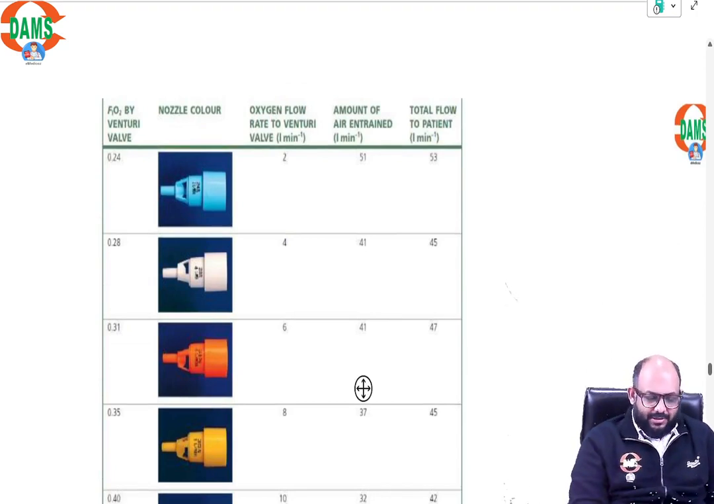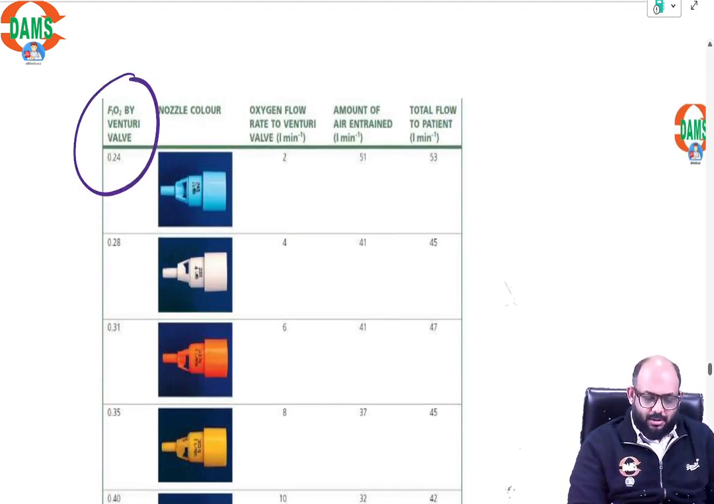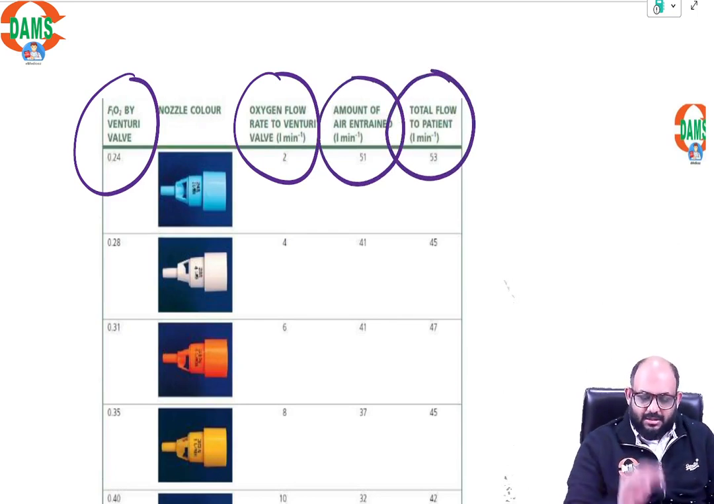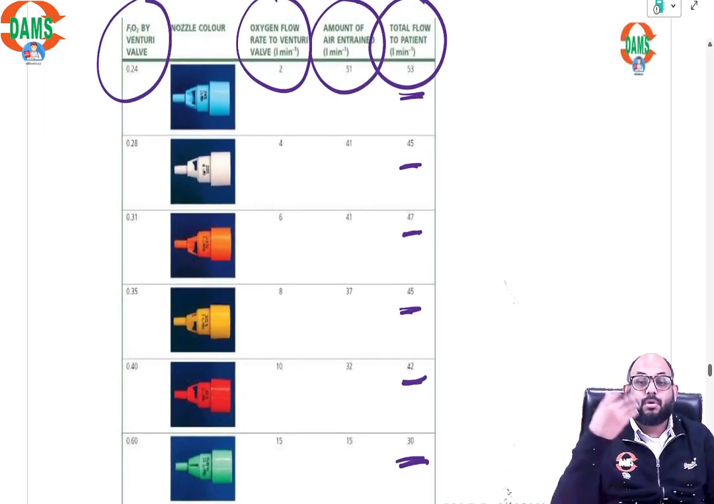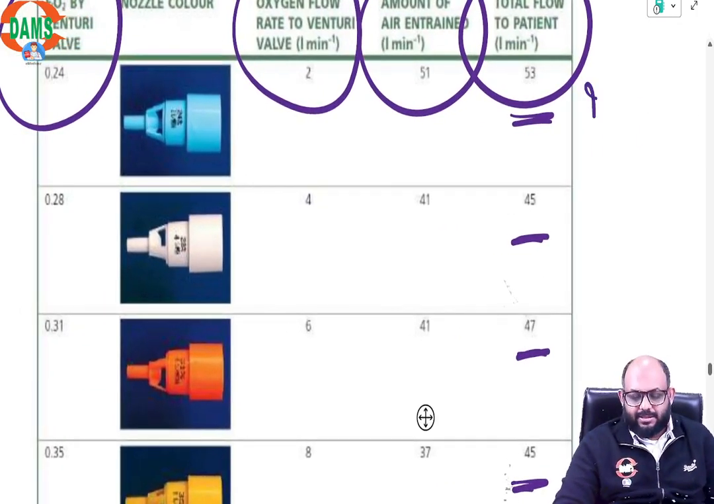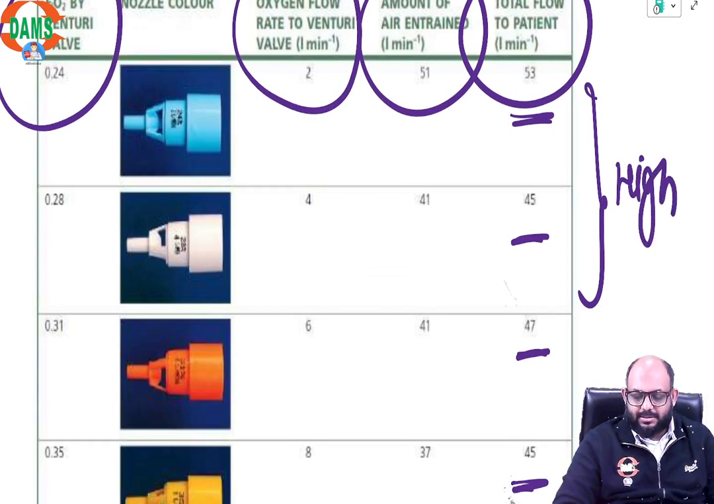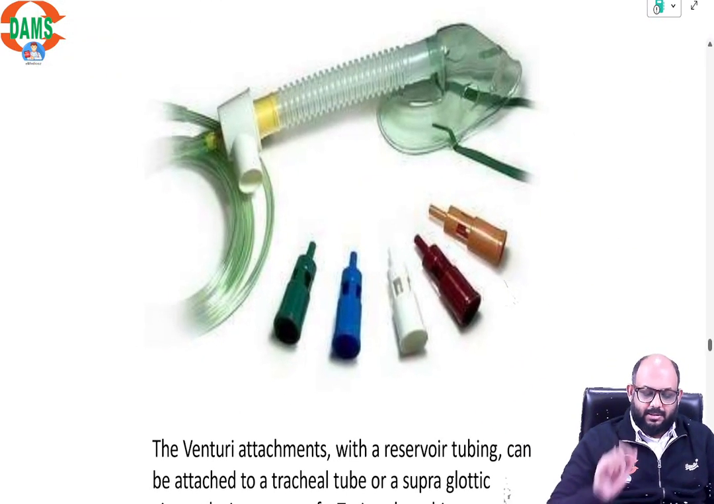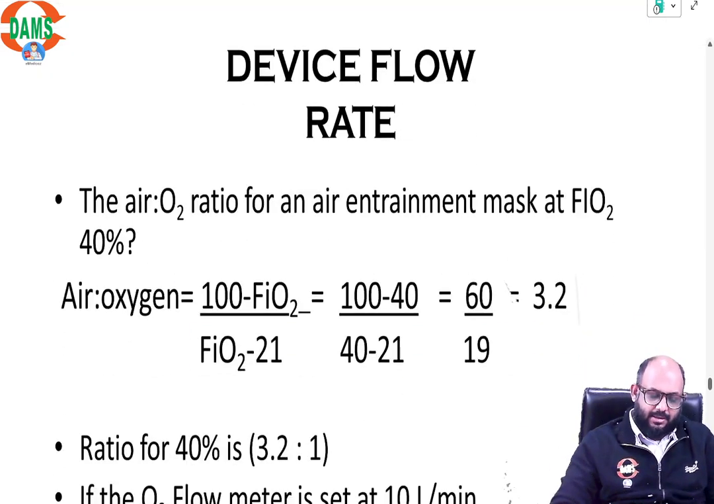Now this is a table which tells you what is the FiO2 delivered, what is the flow rate that you keep, what is the amount of entrapped air, and what is the total flow that goes to the patient. And see the figure of the total flow: 53, 45, 47, 45, 42, all 30, all more than the patient's minute ventilation. That is why they are called high flow devices. This is how a Venturi mask looks like.